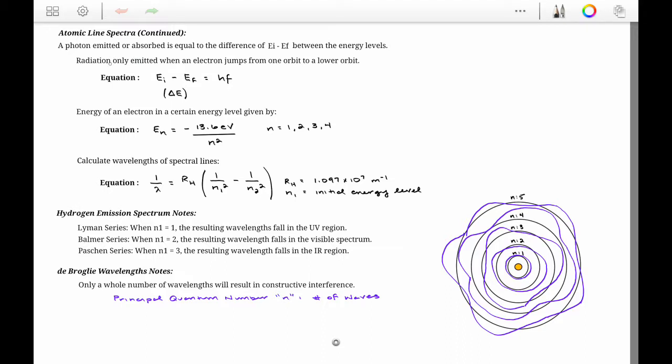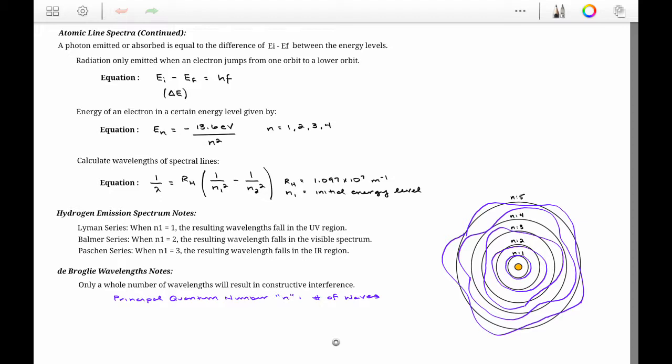And so like I said earlier, this radiation can only be emitted when an electron jumps from one orbit to a lower orbit. Because when an electron emits that energy, it is going from a higher to a lower energy level. And so if we want to find the energy of an electron at a certain energy level, we can determine that by using this equation: E sub n, so whatever shell it's at, is equal to negative 13.6 electron volts over the quantum number squared, so the energy level that it's at squared.